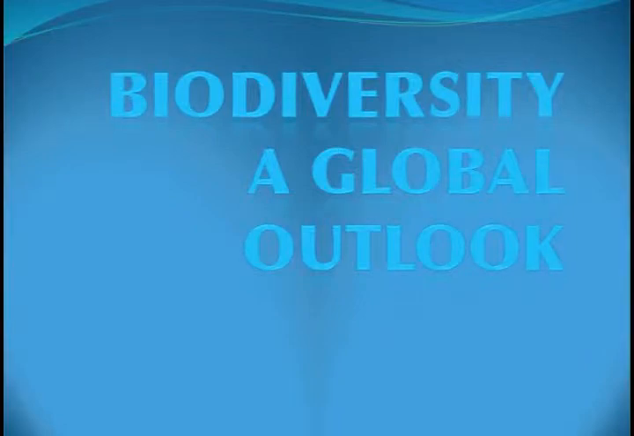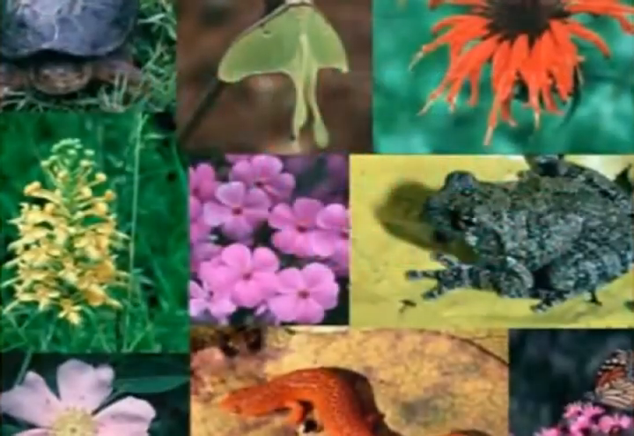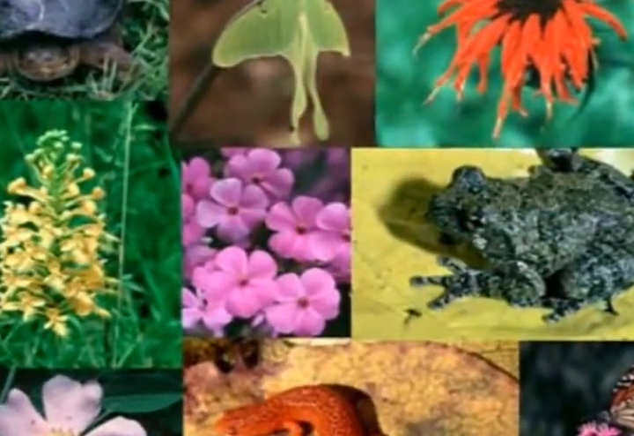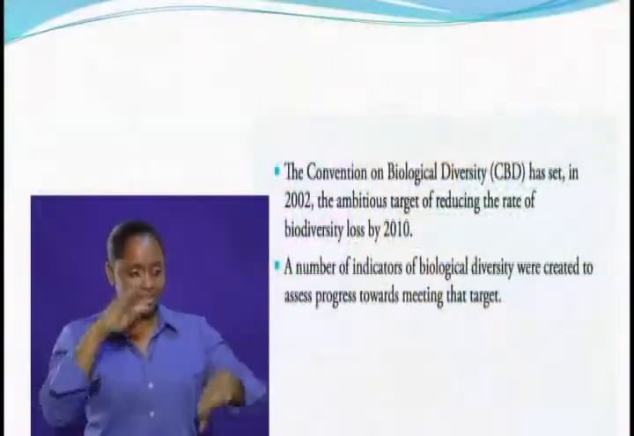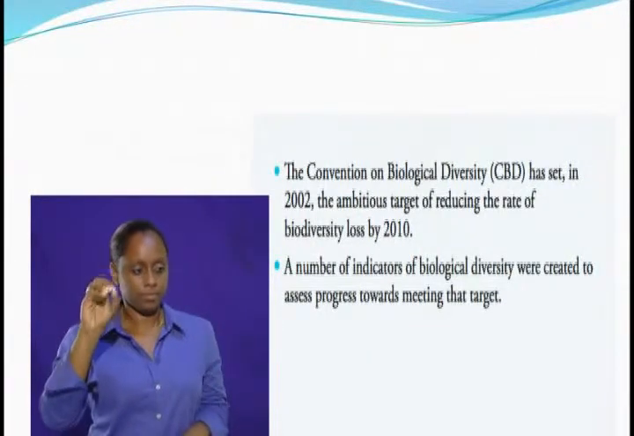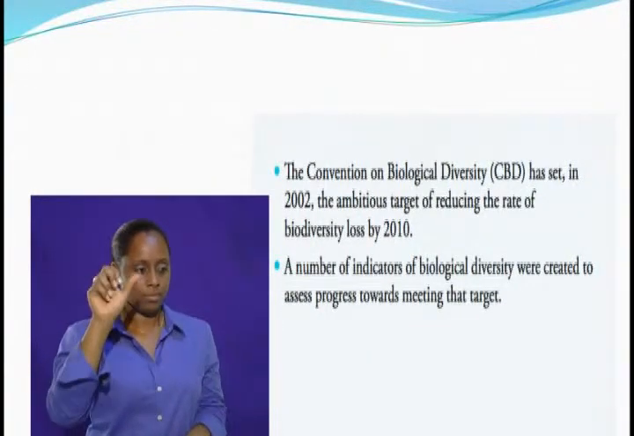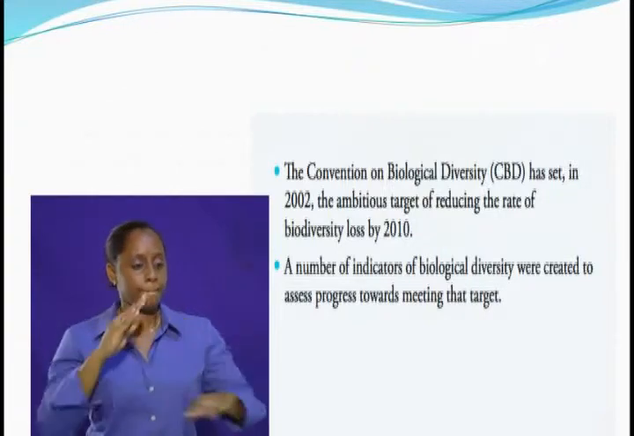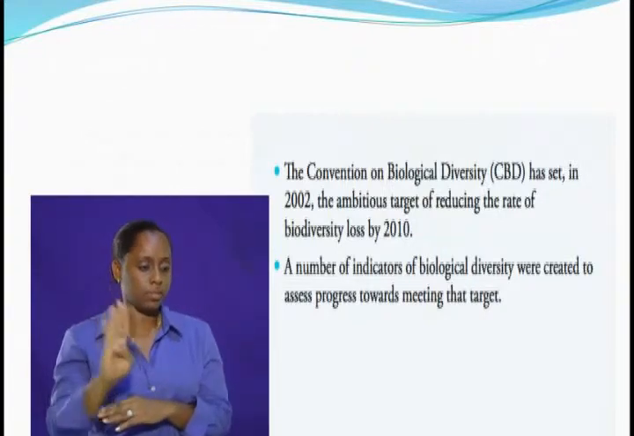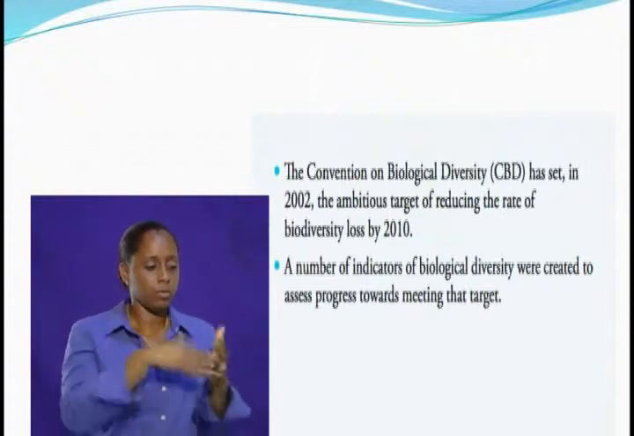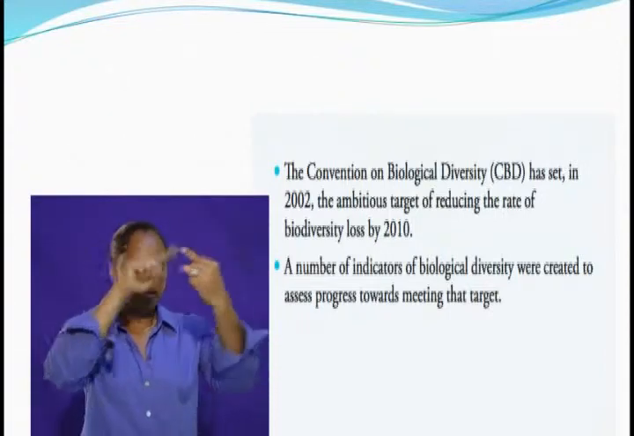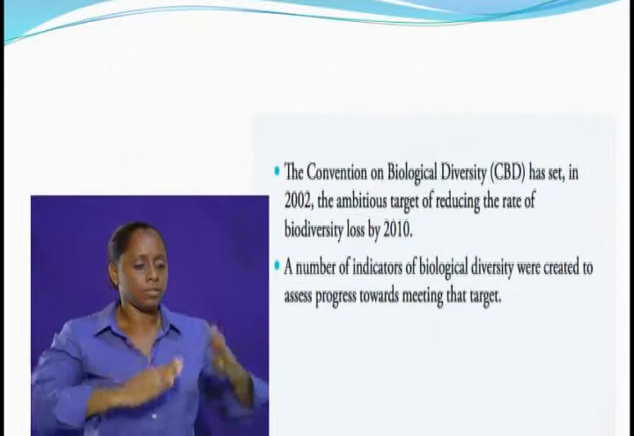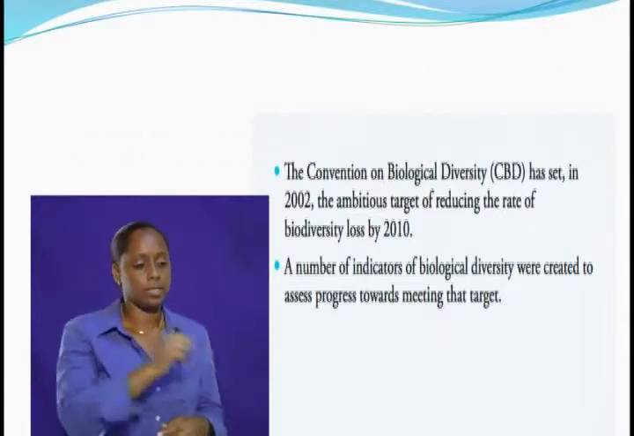The year 2010 has been designated by the United Nations system as the International Year of Biological Diversity. The Convention on Biological Diversity, or CBD, has set in 2002 the ambitious target of reducing the rate of biodiversity loss by 2010. A number of indicators of biological diversity were created to assess progress towards meeting that target.